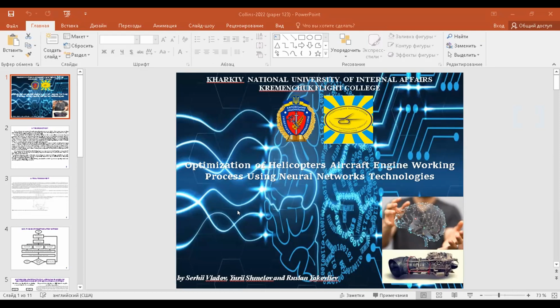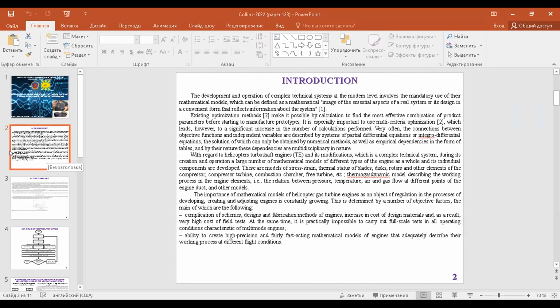This article is about optimization of the working process of helicopter aircraft engines using neural network technologies. The development and operation of complex technical systems at the modern level involves the mandatory use of their mathematical models, which can be defined as a mathematical image of the essential aspects of a real system, in a convenient form that reflects information about the system.